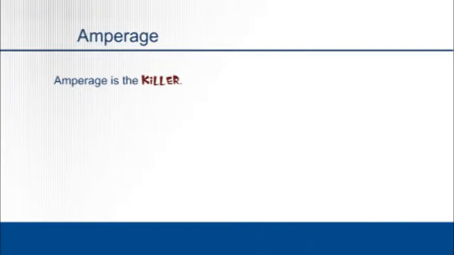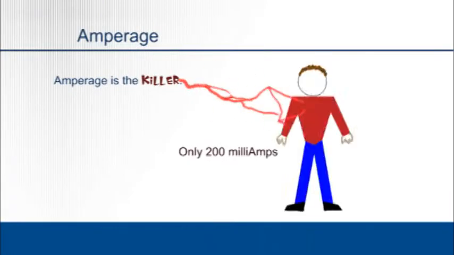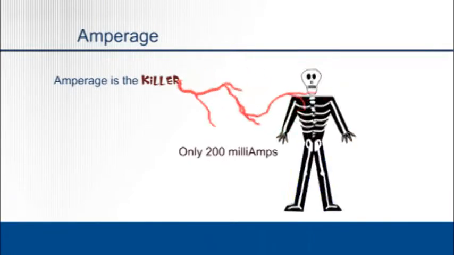Amperage is actually the killer in the electrical circuit. It only takes as little as 200 milliamps to kill an adult human being. So you have to be very careful when you're dealing with current.